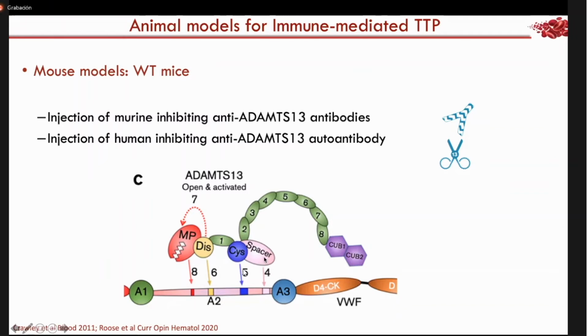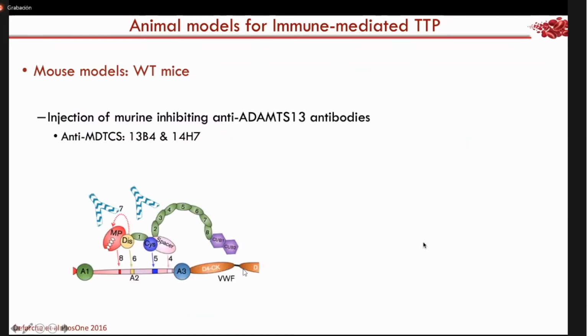It is known that ADAMTS13 binds via its spacer, cysteine-rich, disintegrin, and metalloproteinase domains to the unfolded A2 domain, and then cleaves VWF. So if you use antibodies that block one of these interactions or block the active site in the metalloproteinase domain, you can make ADAMTS13 deficient in these animal models. So I will show you our model.